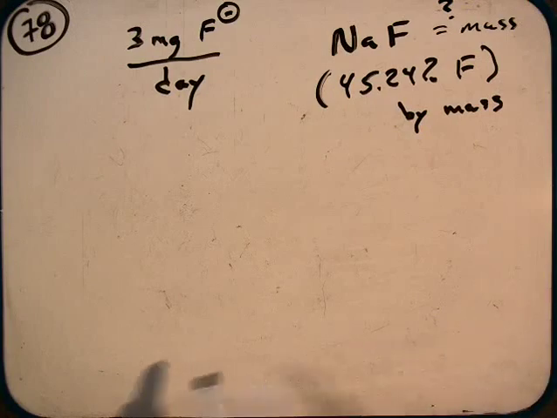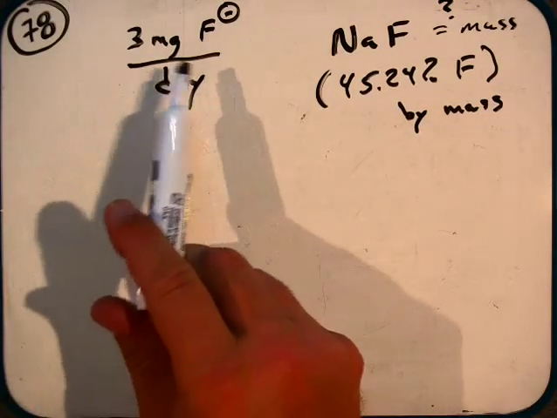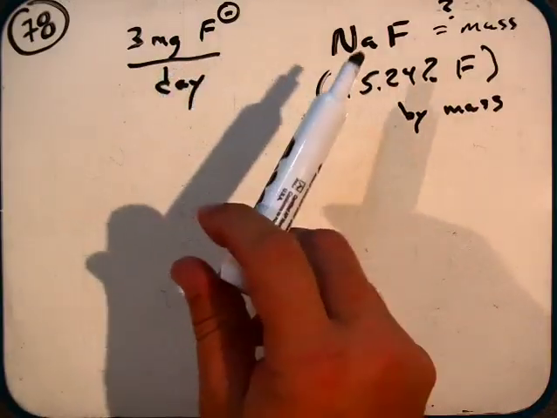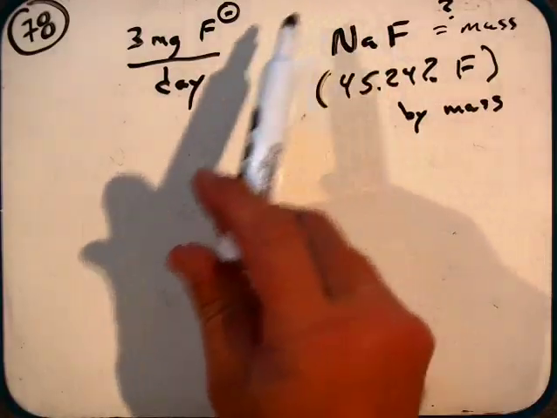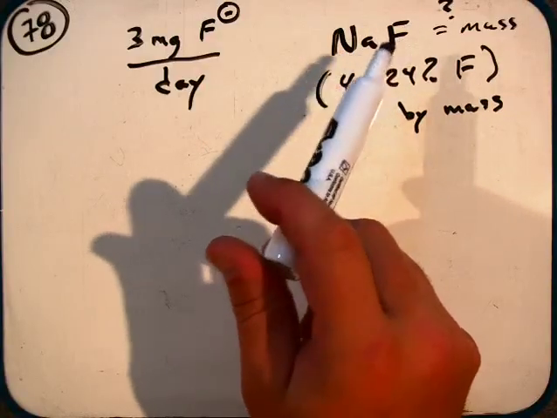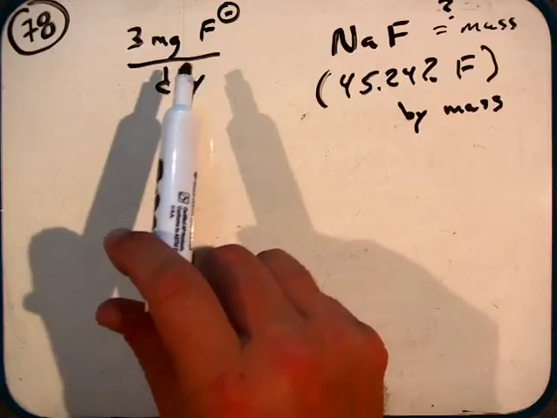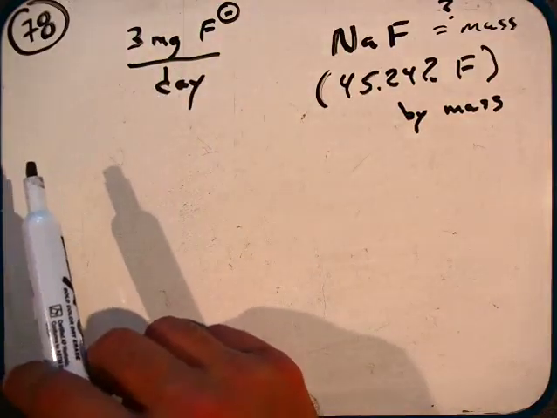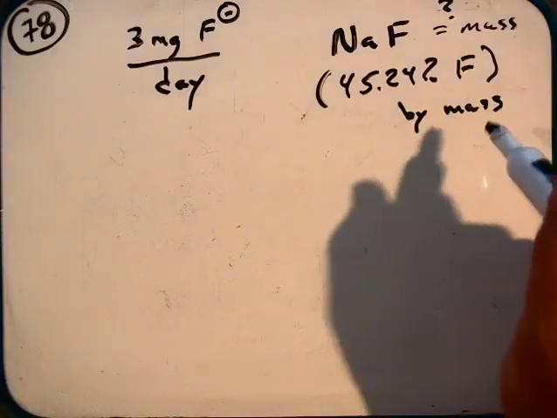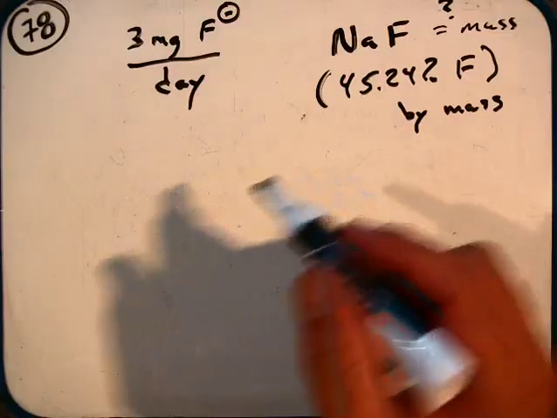So we know that the female needs to have 3 milligrams of fluoride per day, and that person is getting their fluoride via sodium fluoride. So how much of the sodium fluoride does the female need to ingest in order to have this value of 3 milligrams of fluoride per day? And so we need to use our mass percent here to help with the calculation.